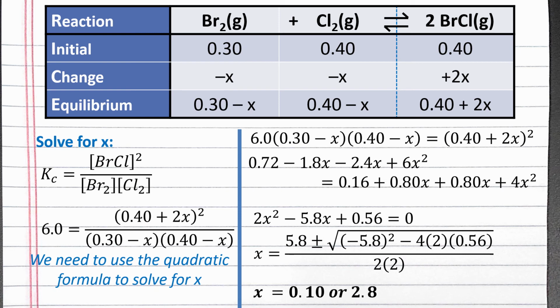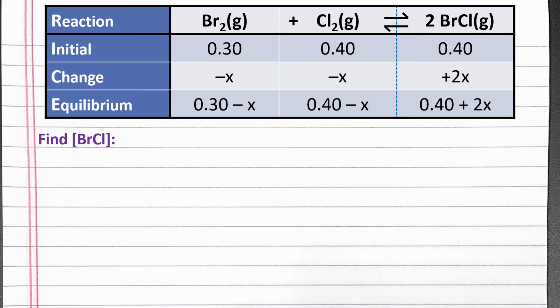If we plug in 2.8 for x, we'll get a negative concentration for both bromine and chlorine gas. So this is not a valid solution. For our problem, we need the concentration of BrCl at equilibrium. Plugging in 0.10 for x, we get 0.60 molar. This is the solution to our problem.